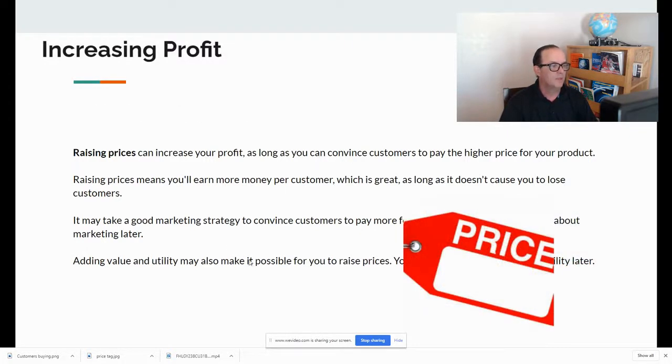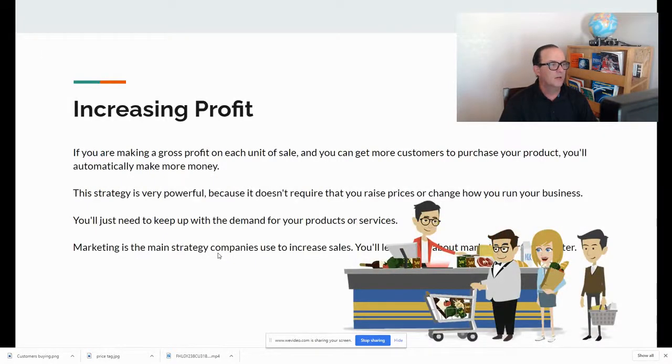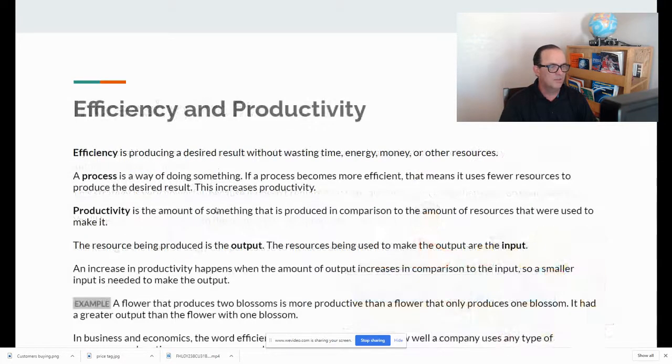All right, so again, increasing profit, getting more customers. Some people do that mostly by marketing, but obviously if you increase your customers, you'll also increase your profit.